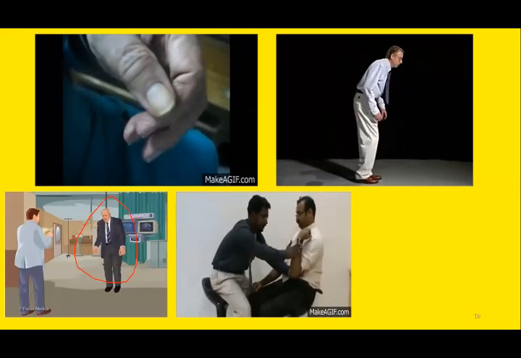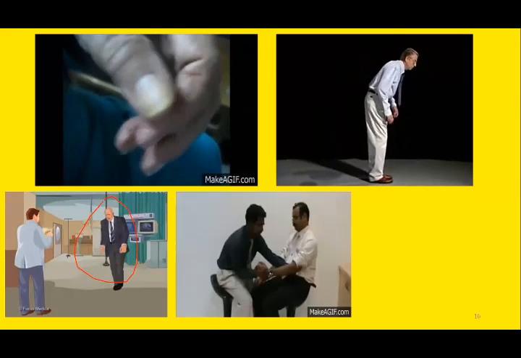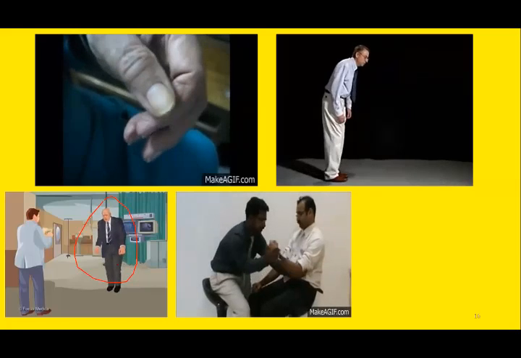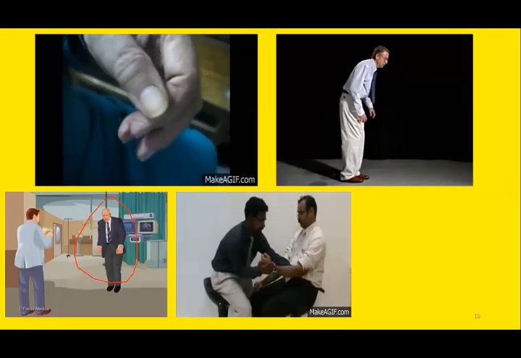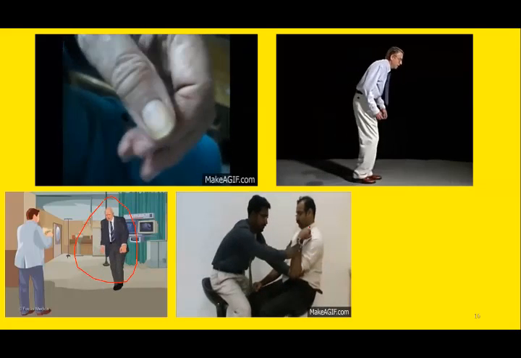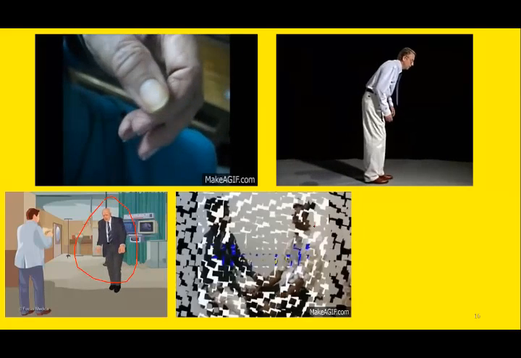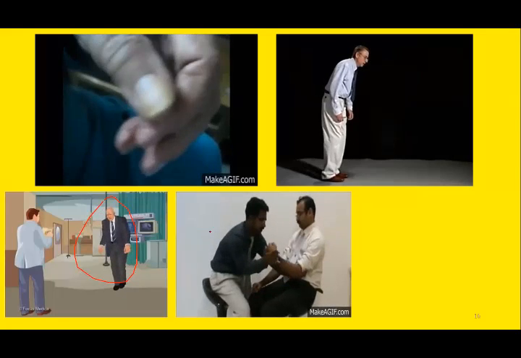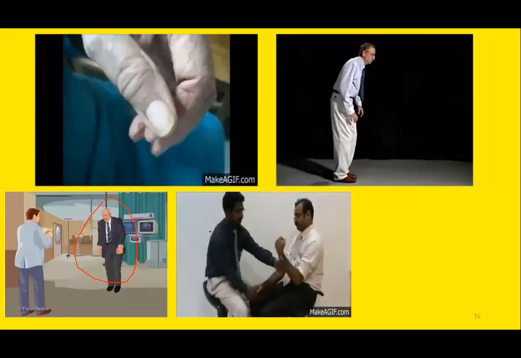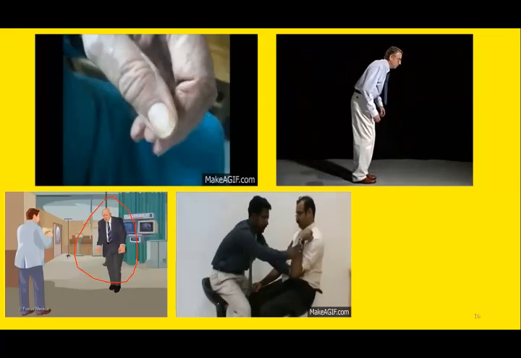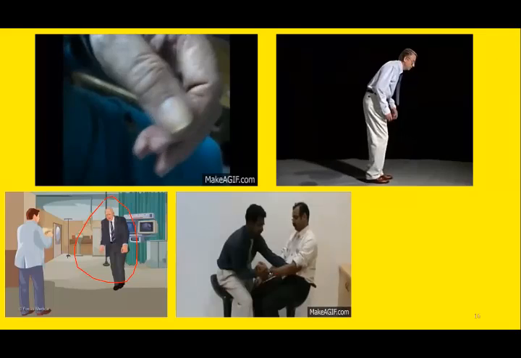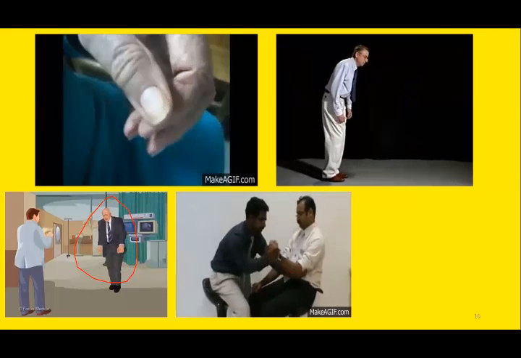Then comes the cogwheel rigidity. So how can we demonstrate rigidity? This is demonstrated by applying passive force. So this gentleman in the white shirt is the subject, and the gentleman on the left side in the black shirt is the examiner, and he is passively flexing his elbow joint.